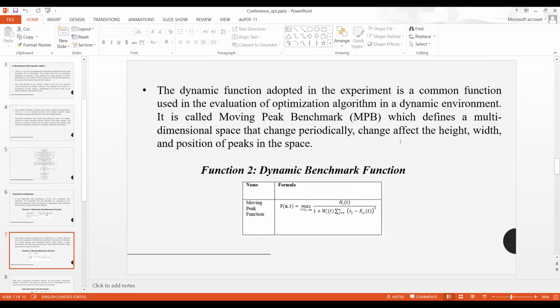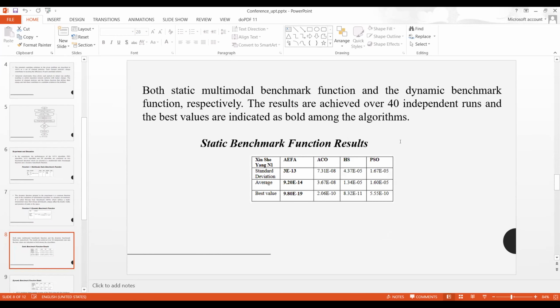And again, we use the dynamic benchmark function, popularly called the moving peak benchmark function, where the landscape changes periodically, which affects the height, the width, and the position of the peaks in the search space. And concerning the result of the static benchmark function, comparing with ant colony optimization, harmony search, and particle swarm optimization, AFA got the best value in terms of standard deviation, which reflects how consistent AFA is able to get to the global optimum value.